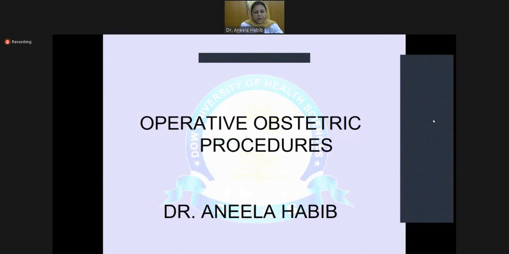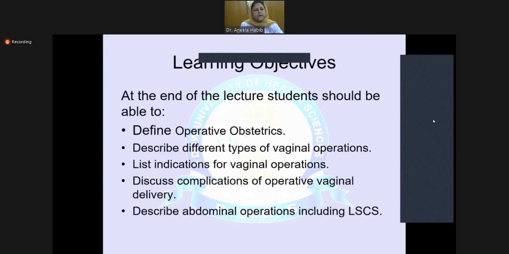Okay, we are going to the operative obstetrical procedures, and at the end of the lecture, you must be able to know what operative obstetrics is, and the different types of vaginal operations. You must have an idea of the indications to apply these instruments for vaginal deliveries. After the indications, you must know the complications of operative vaginal deliveries and how you may be able to handle them. And the abdominal operations, which include the lower segment cesarean section and the obstetrical hysterectomy.